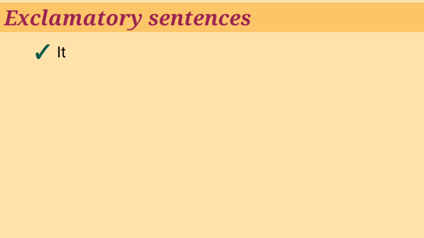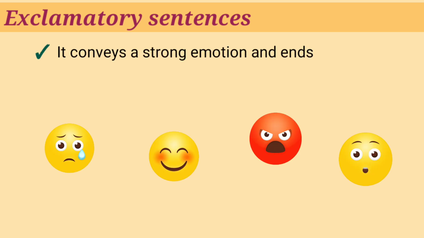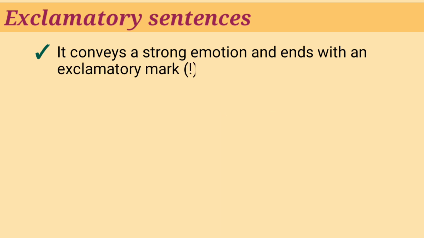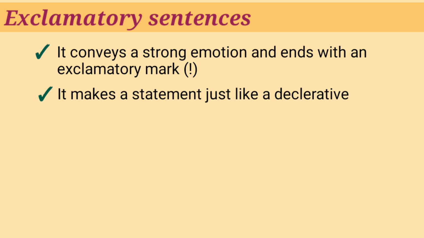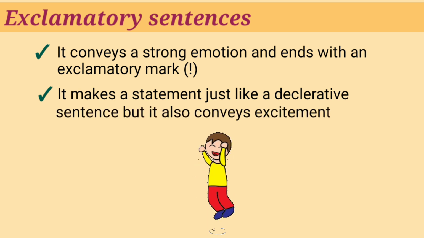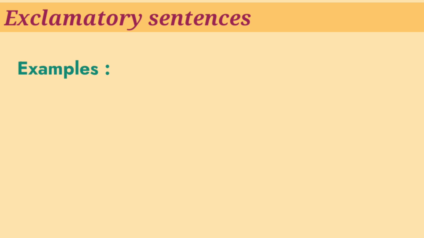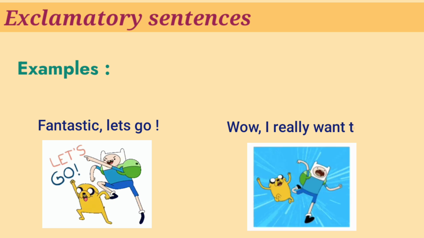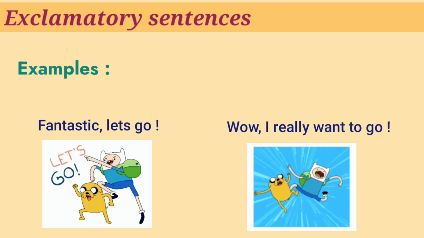Exclamatory sentences. Exclamatory sentences convey a strong emotion and ends with an exclamatory mark. Exclamatory sentences makes a statement just like a declarative sentence, but it also conveys excitement and emotion. Examples: Fantastic, let's go. Wow, I really want to go.